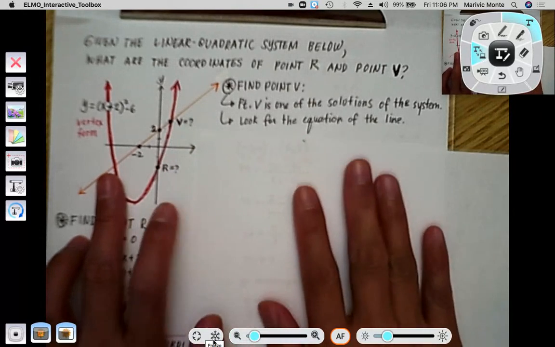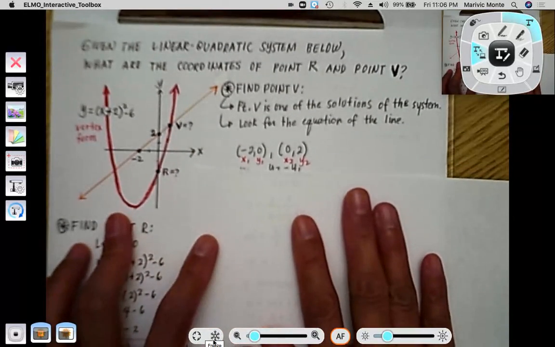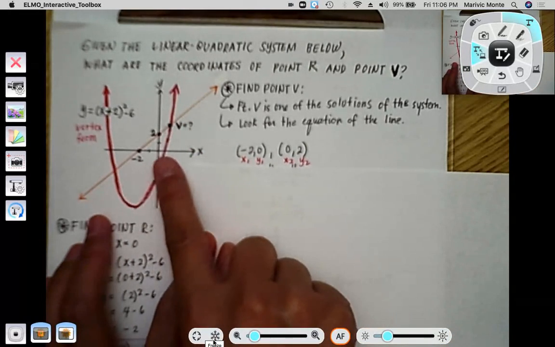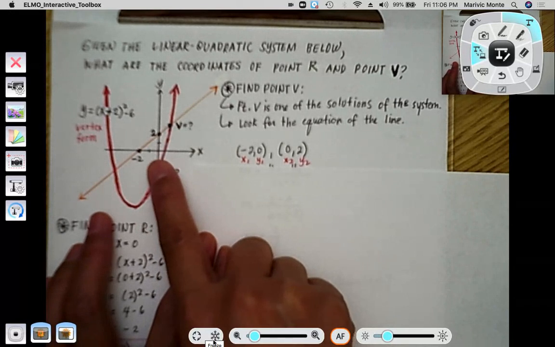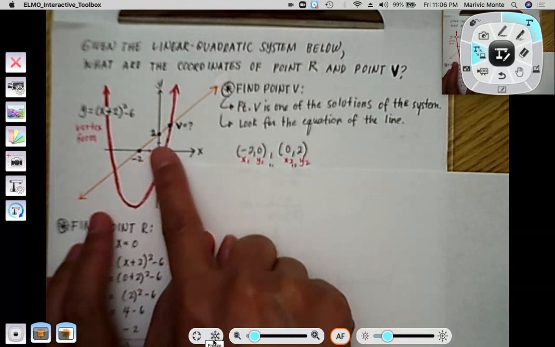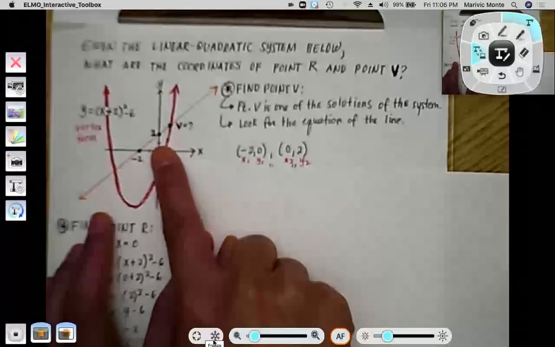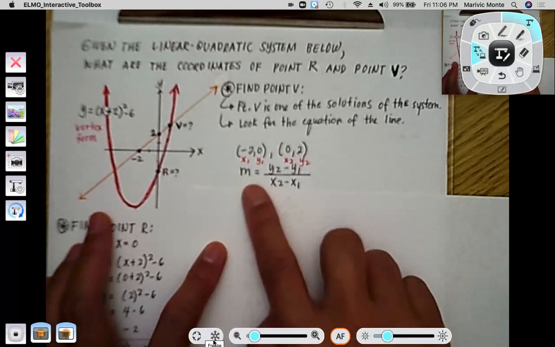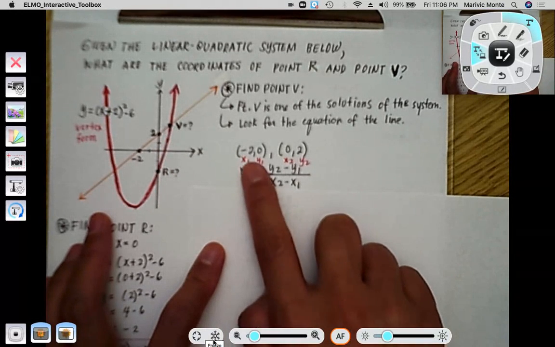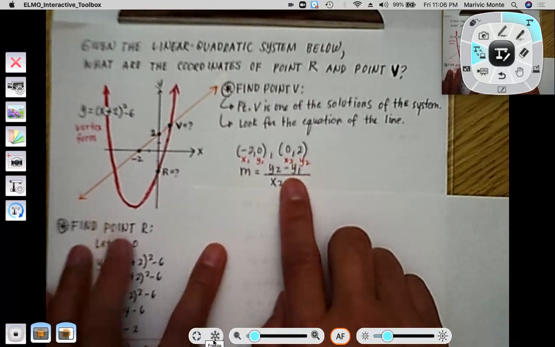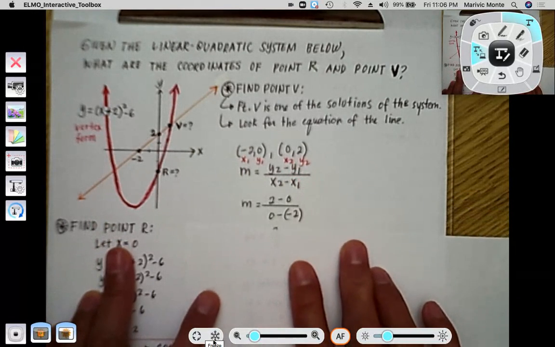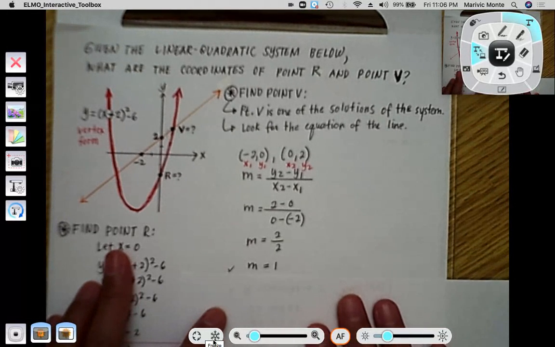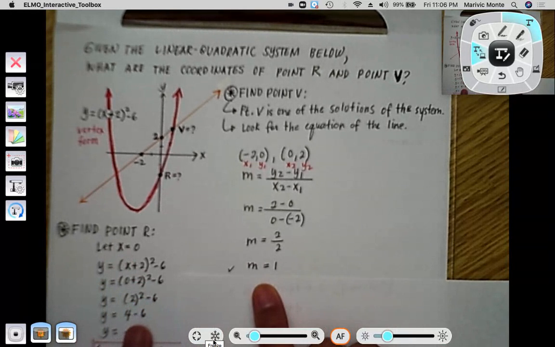And so we proceeded on to identify 2 points on the line: negative 2, 0, and the other one is 0, 2. And as we moved on, we first looked for the slope, and substituting the coordinates into the slope formula, we found our slope without a lot of details. This was already solved in class. We ended up with a slope equal to 1.